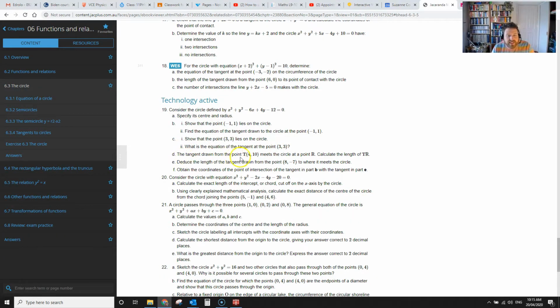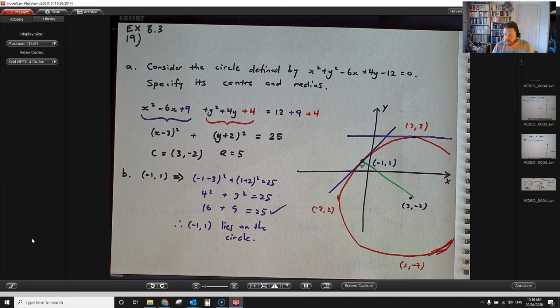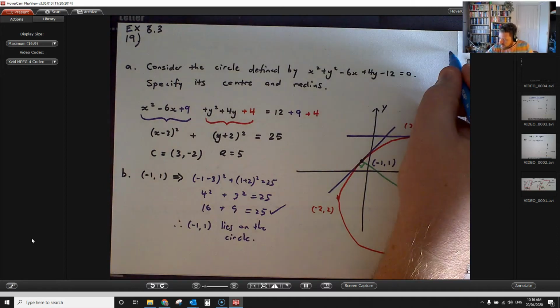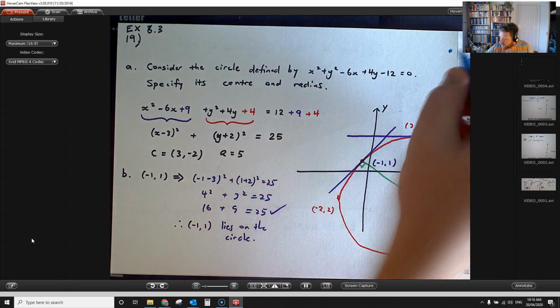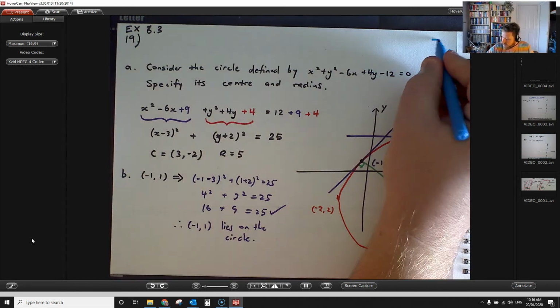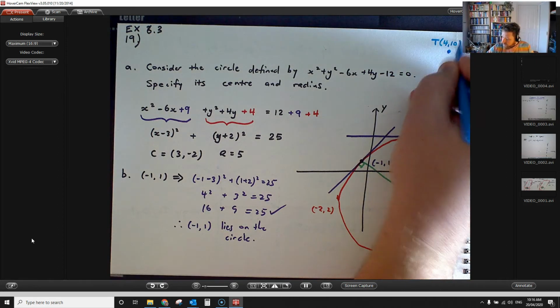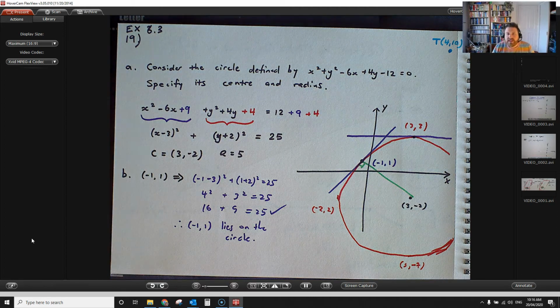Okay, the tangent drawn from the point T, 4, 10, meets the circle at a point R. Calculate the length of TR. Okay, that's an interesting one. So here's our point 4, 10. It's actually going to be somewhere up here. And so here's T, 4, 10. And it's going to hit our circle at a tangent.